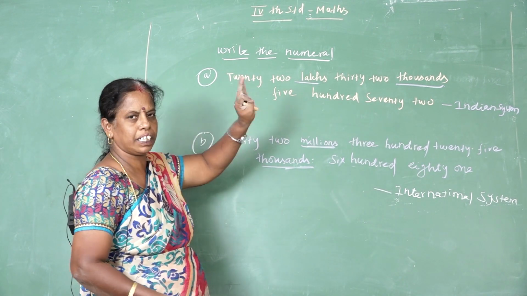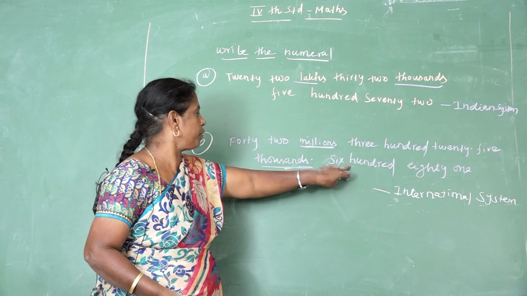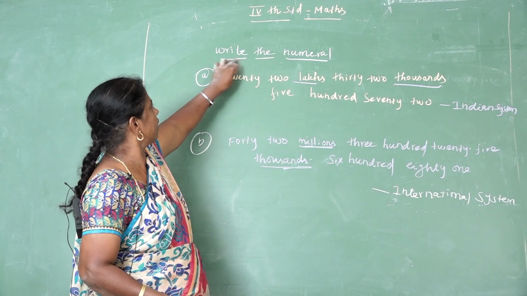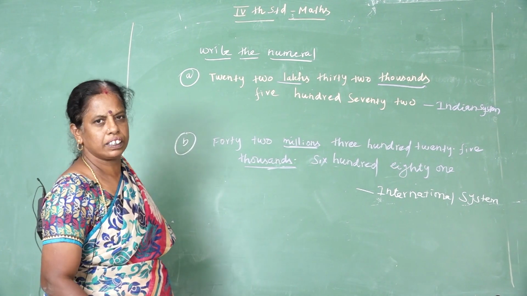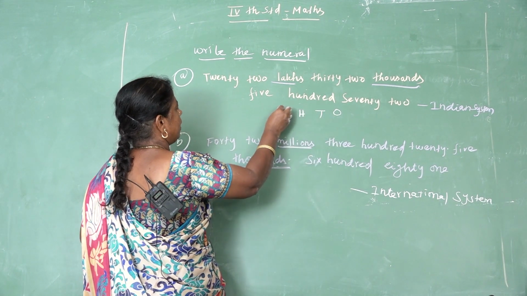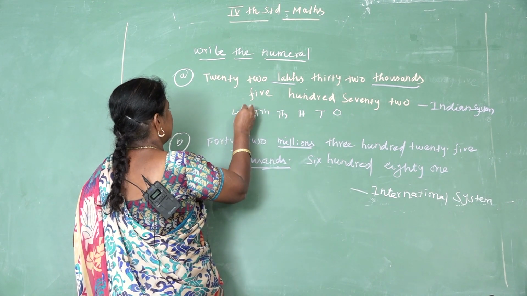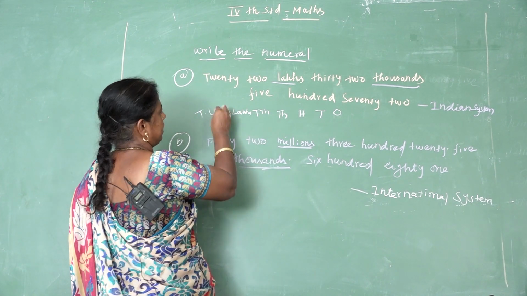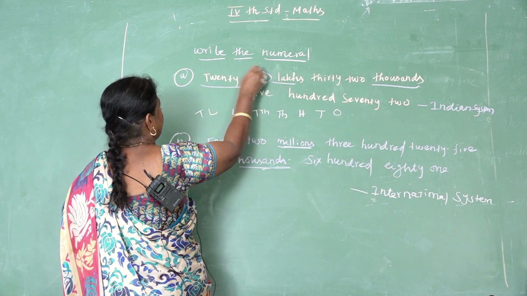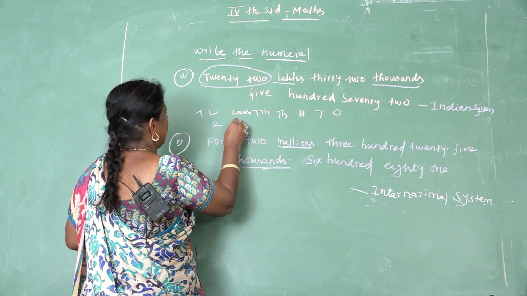So how to find out? The Indian system has three periods: ones period, thousands period, lakhs period. The international system has ones period, thousands period, millions period. Now, what is the question asked? Write the numerals. Shall we write the answer? First ones, tens, hundreds, thousands, 10,000, lakhs, 10 lakhs. So how many lakhs? 22 lakhs.